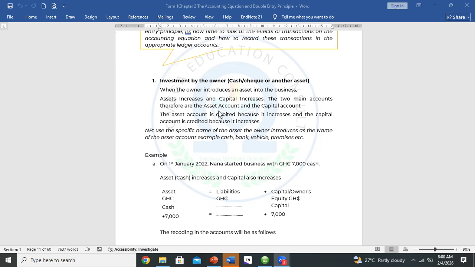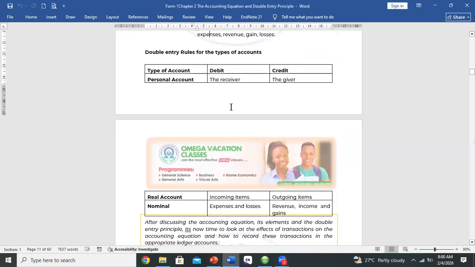But then if we look at it, it is impersonal, but it is real. And we said for real account, we debit incoming. So you see, we debit incoming items and then we credit what? Outgoing items. So if cash is coming into the business, then we have to debit it. If a vehicle is coming into the business, it's a real item. So we debit it. So you see that you can use the various techniques I've given you to do your analysis to know which account to debit and which account to credit.